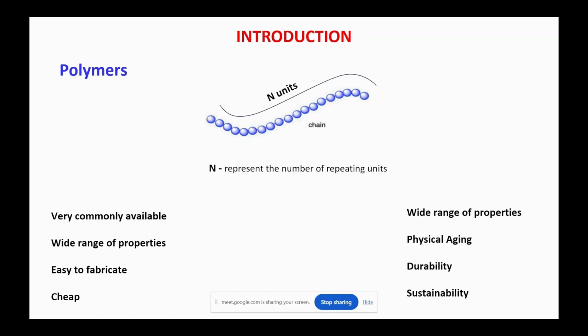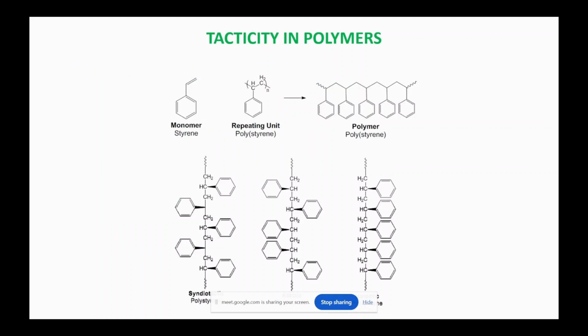Coming back to the course, there are multiple monomers which can react with each other under different reaction conditions to form a polymer. Here I'm skipping a certain section of the course and moving to tacticity in polymers.